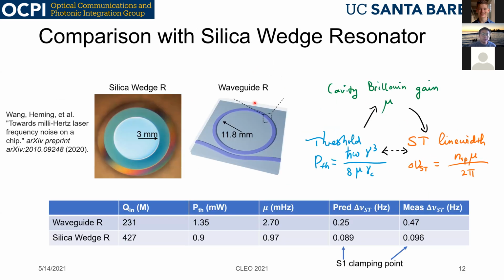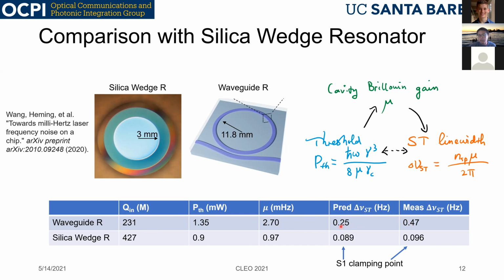I would also like to compare different Brillouin laser platforms so that we can see if this model is really at work. As I mentioned, if you measure the threshold and cavity linewidth and then calculate the Brillouin gain, you can predict the linewidth. So here, this is our waveguide resonator. We measure the loss and linewidth, predict the gain, calculate the linewidth, and then we indeed measure it.